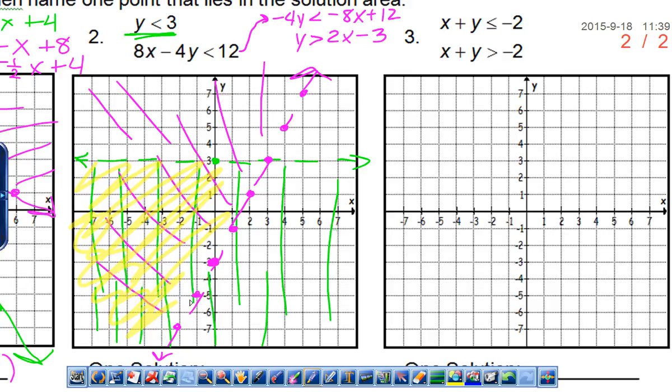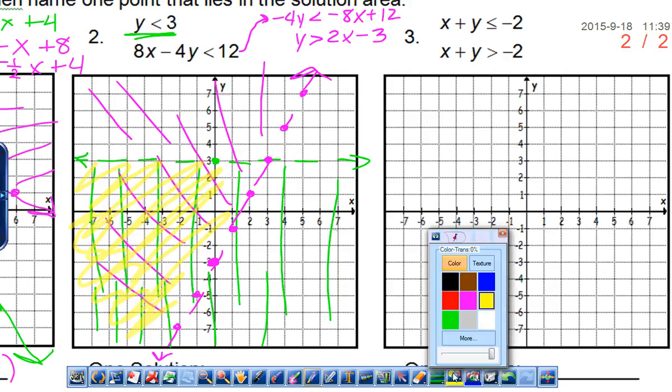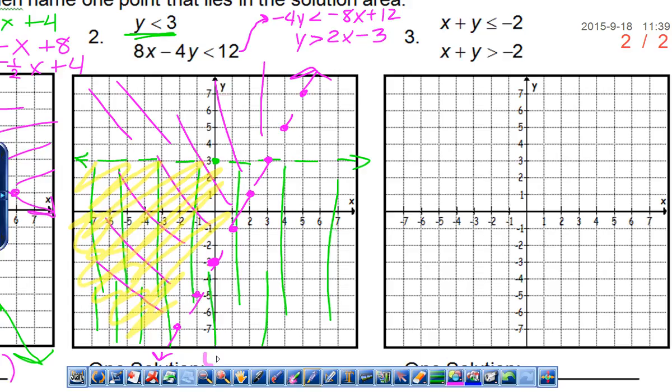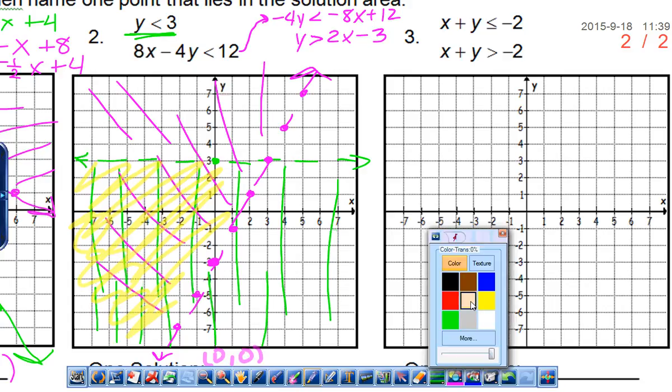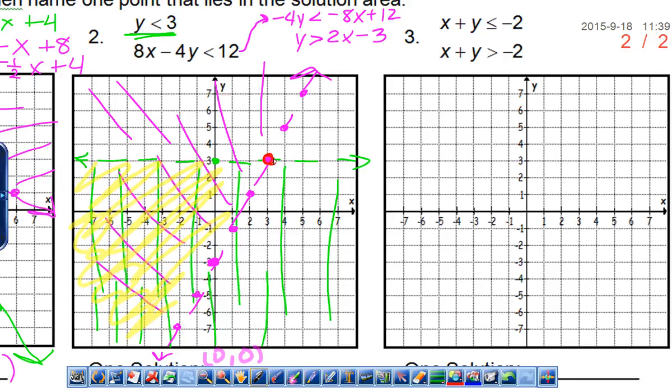All right, so give me a solution. 0, 0, negative 4, negative 1. Those are good. Tell me, is this point right here, 3, 3, a solution? No, why not? Good, those lines are dotted. So 3, 3 would not be a solution.